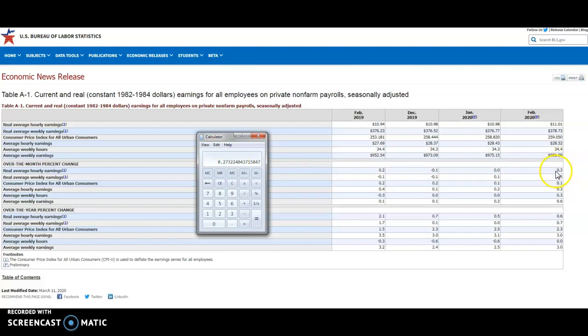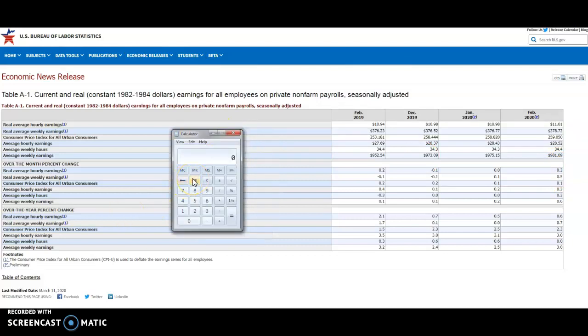So that's 0.3%. You can also do this year over year. For example, if we take the 11.01 and we divide that by the prior year, 10.94, we get this number. We then subtract 1, and then I'll multiply by 100 to change it from decimal form to percentage form, and I get 0.6%, which is right there. Notice it says over the year change. In other words, real wages grew by 0.6% from February 2019 to February 2020.